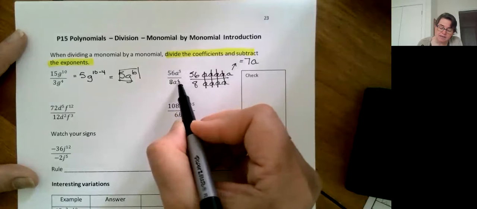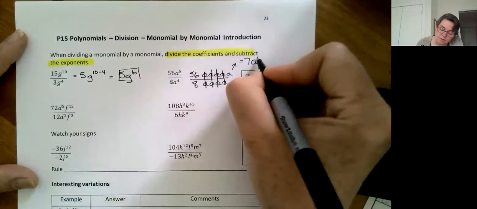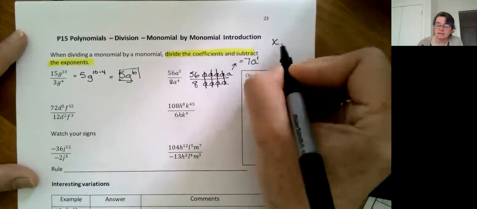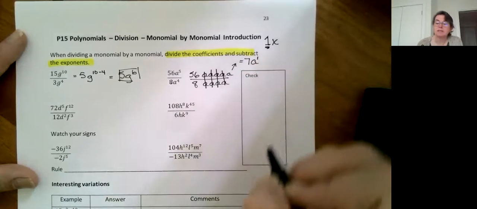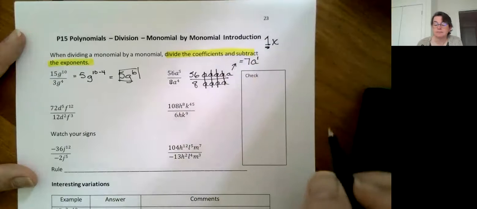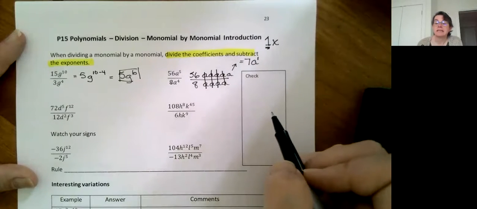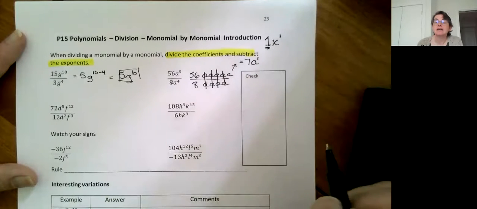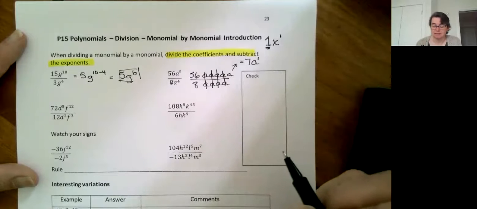56 divided by 8 is 7. A to the 5th divided by a to the 4, 5 minus 4 is 1. And if you want, you can put the 1 there to keep yourself happy. It's like a 1 out in front of just a variable. So x is the same as 1x. This is an understood 1. It's there, but we don't bother writing it all the time. Same thing with this little exponent there. There's an understood 1 here, but it's the one that we use most of the time, so we don't really need to write it.